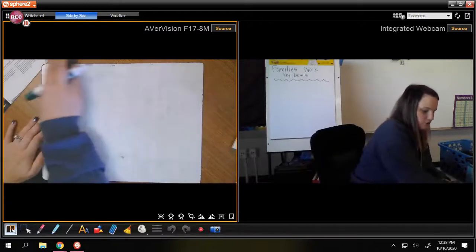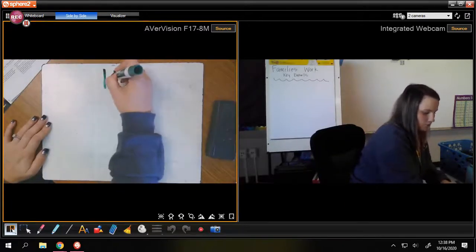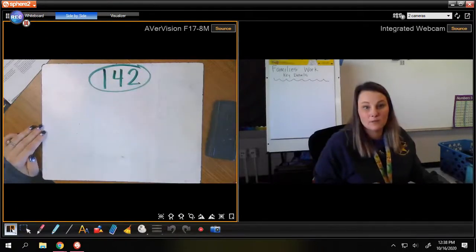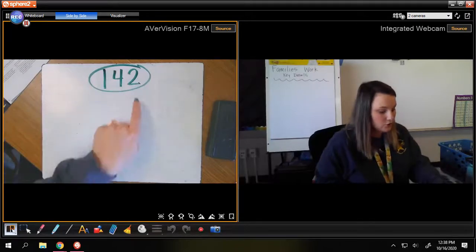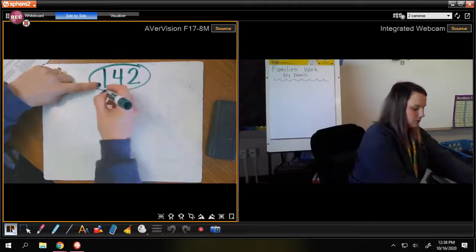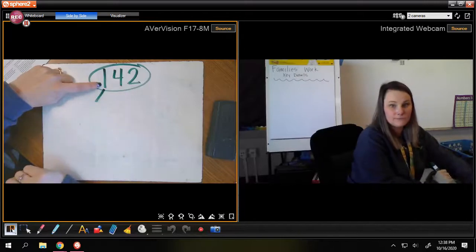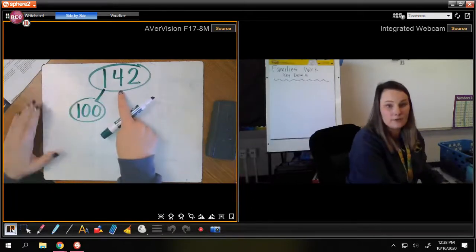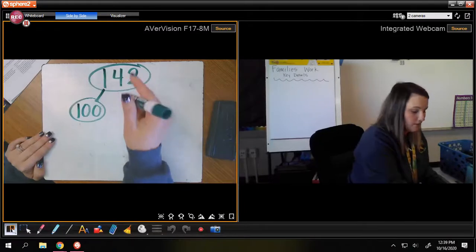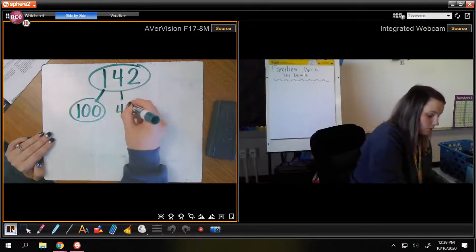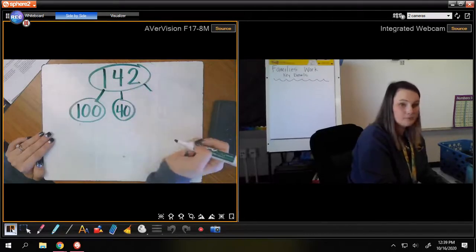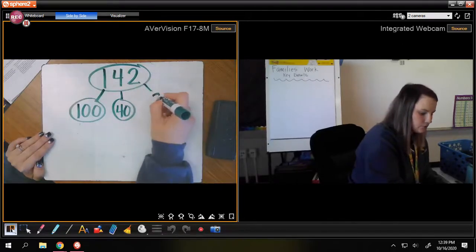So I'm going to erase my HTO chart. I'm going to write my number 142. And I'm going to make my number bond. Okay, now we're going to pull out each unit that we have. So our first unit right here, what is our biggest unit? 100. What's our next unit? 40 for 4 tens. And what's our next one? 2. We have 2 ones.